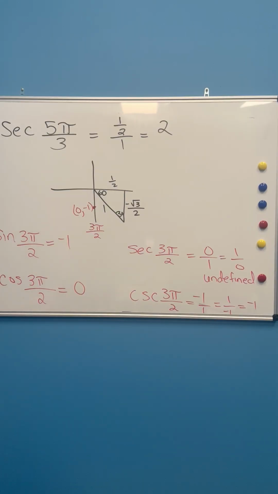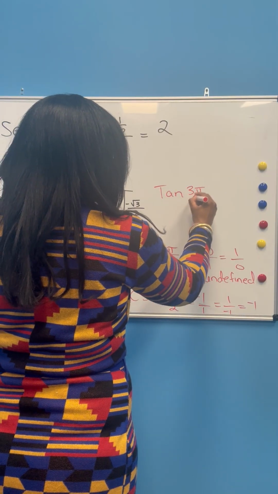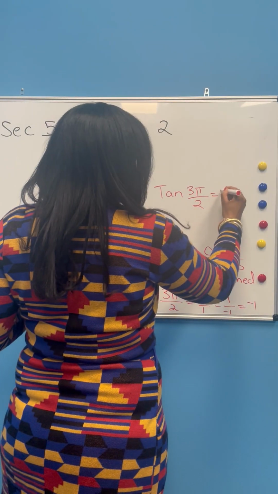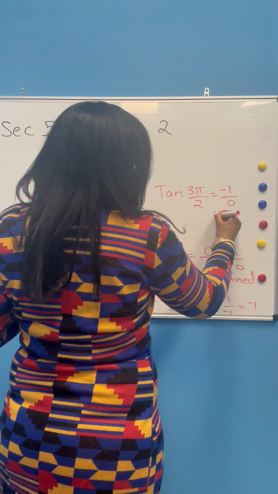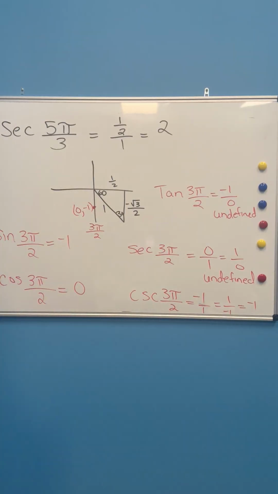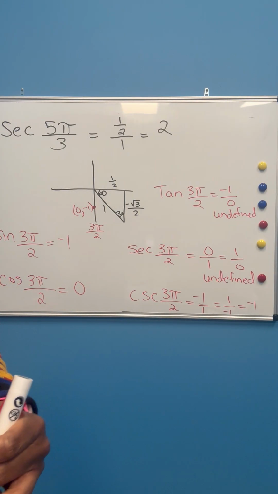All right. So now the next one we're going to work on is tangent of 3 pi over 2. All right, so for tangent, a quick definition of tangent is y over x. So the y is negative 1, the x is 0, so that is undefined. Tangent of 3 pi over 2 is undefined. So when you have 0 in the denominator, that is an undefined value. So here we have undefined.